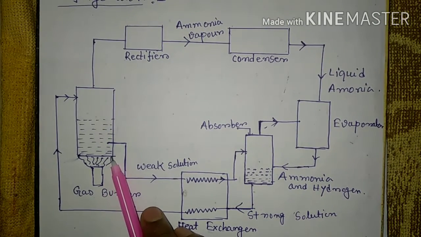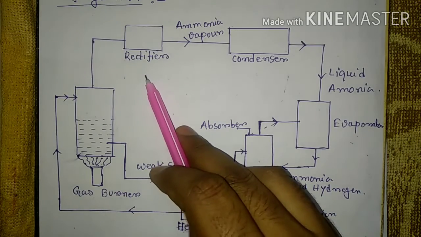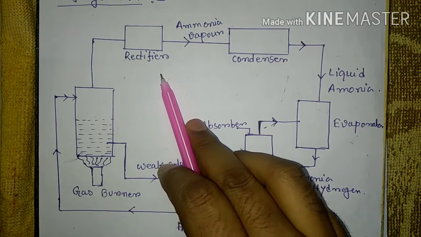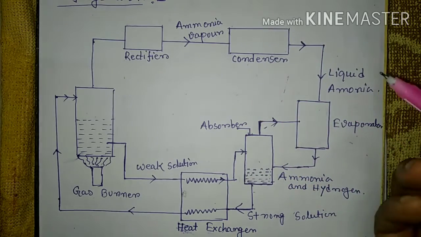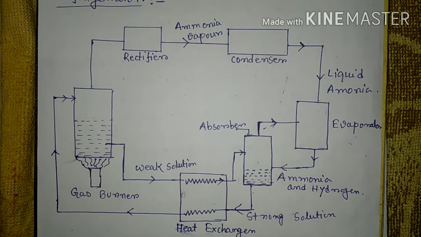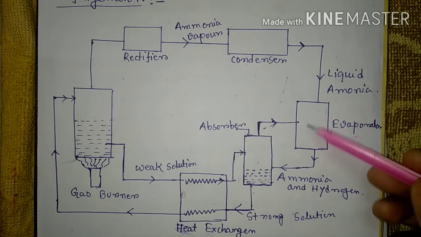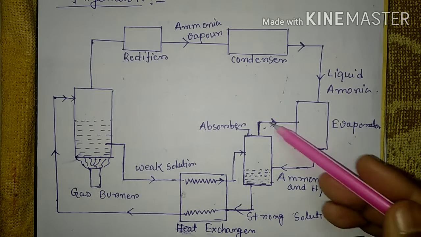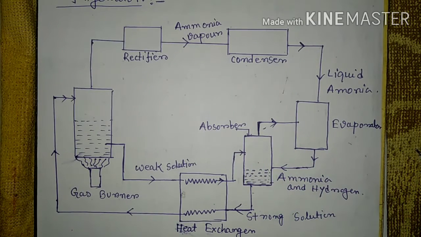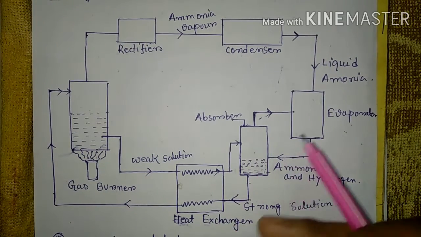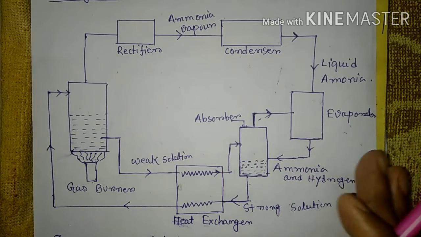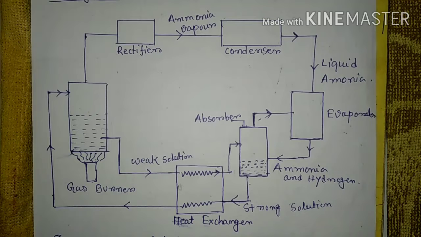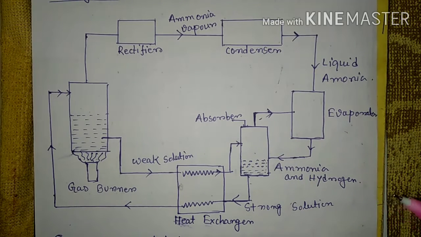First is the generator, which has a gas burner here. The rectifier is sometimes called a water separator. The condenser's main function is to condense the vapor into liquid. The evaporator is the refrigerating space, and the absorber absorbs the refrigerant. The heat exchanger's main function is to transfer heat from one object to another. These are the various parts that constitute the domestic Electrolux refrigerator.